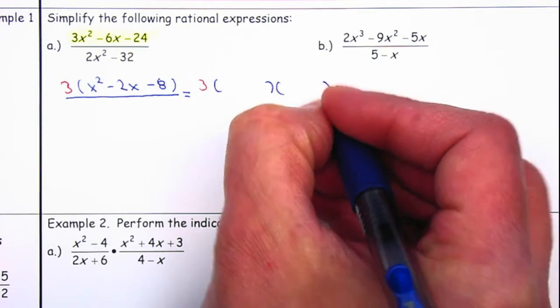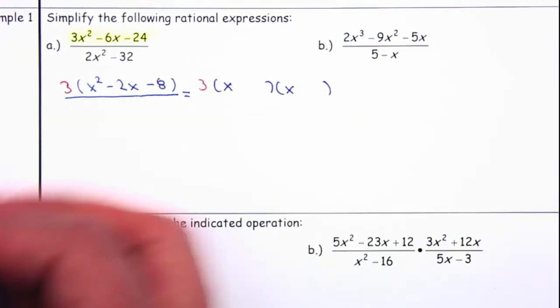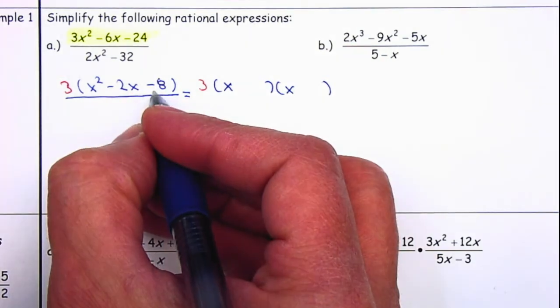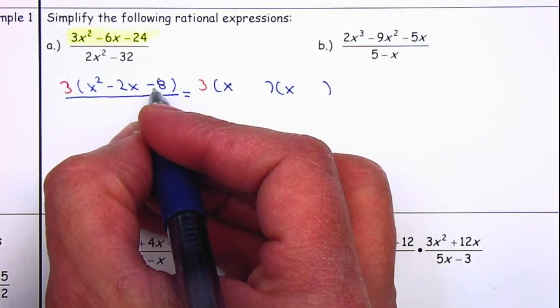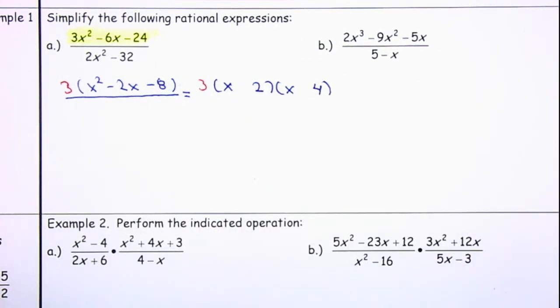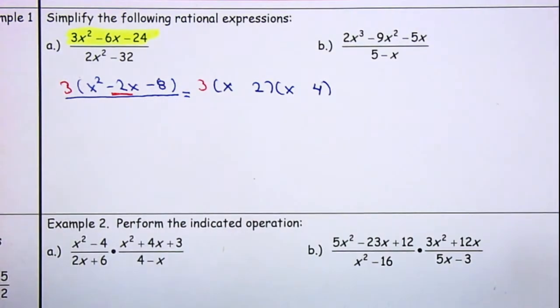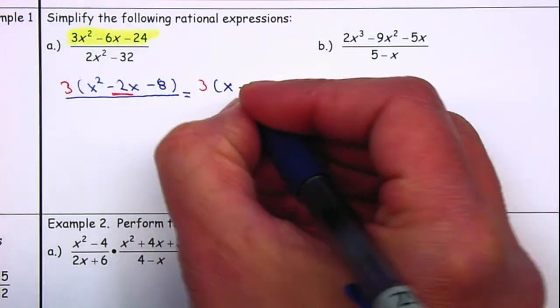So double parentheses. Factors of x squared will be x and x. Factors of negative 8 are 8 and 1, 2 and 4. When I multiply this out, I need to end up with a negative 2, so I make that a negative 4 and a positive 2.